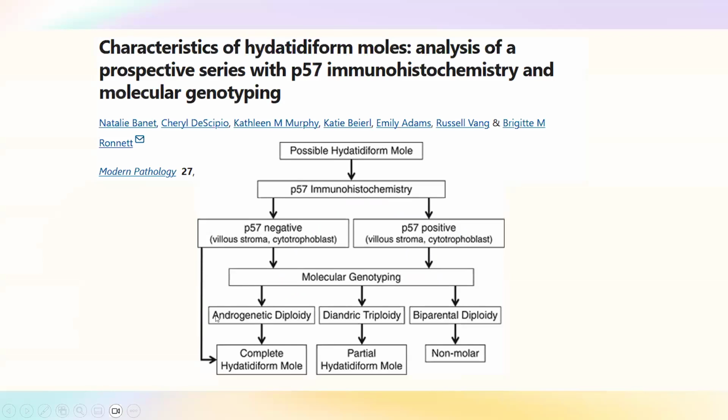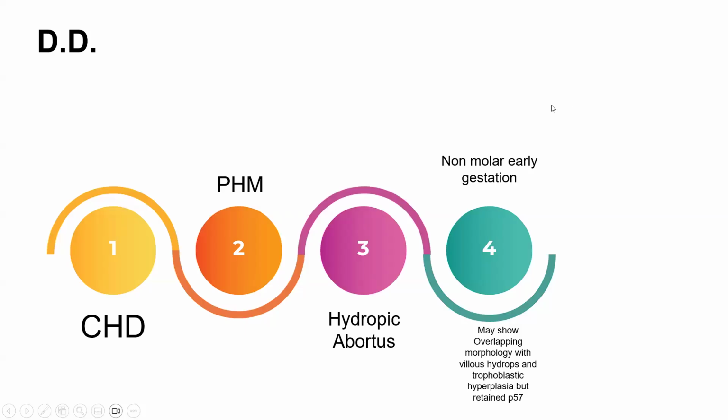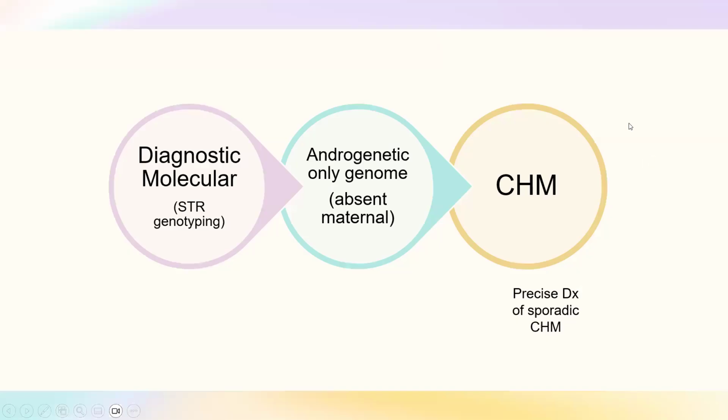You can go for P57 at first. If it's negative, this is probably a complete mole. If it's positive, according to the genotyping, this might be a diandric triploid partial mole or a biparental diploid that is non-molar. Okay, so what are the differential diagnoses? Actually, the complete mole versus the partial mole versus the hydropic abortus versus even the non-molar early gestation. These are all things that can become a differential diagnosis together.